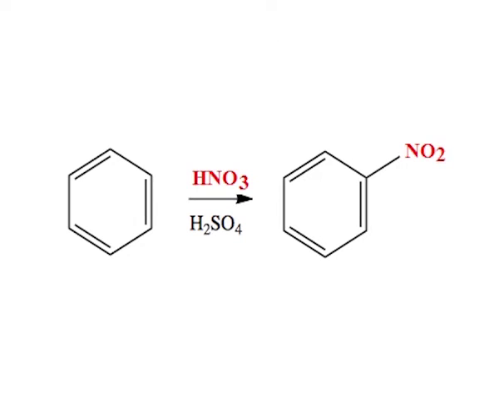This type of substitution is generally encountered at an aromatic ring with a hydrogen atom as the leaving group. For example, in nitration of benzene with a mixture of concentrated nitric acid and concentrated sulfuric acid, the electrophile nitronium ion substitutes a proton from the aromatic ring.